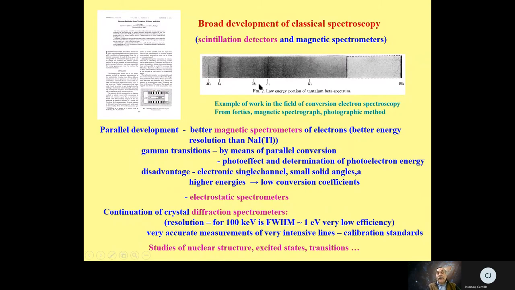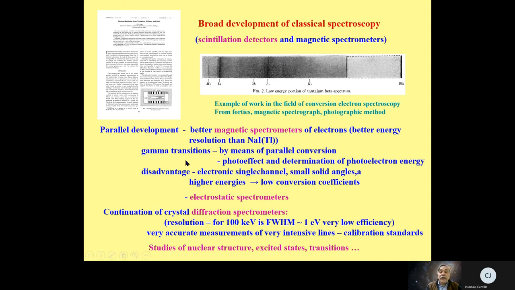Here is a nice photograph from one article, from a journal, from this time in the 40s and 50s. In this case, many times with magnetic spectrometers it was a photograph of the spectrum, and here it is possible to see a continuous spectrum and also these conversion electron lines. That means this is an example of conversion electron spectroscopy, which was made by magnetic spectrometers. Magnetic spectrometers for electrons and measurement of energy, and gamma by scintillation detectors.